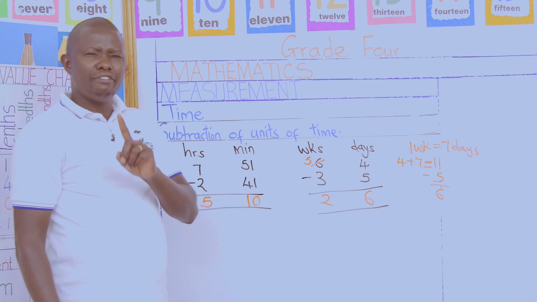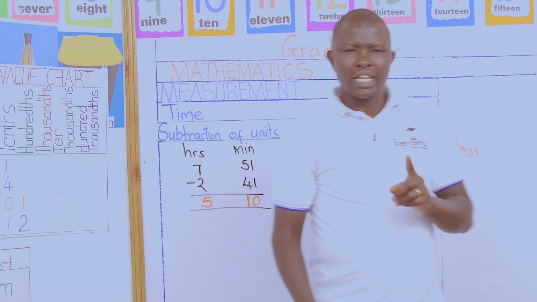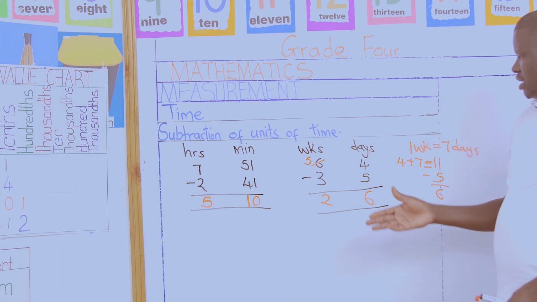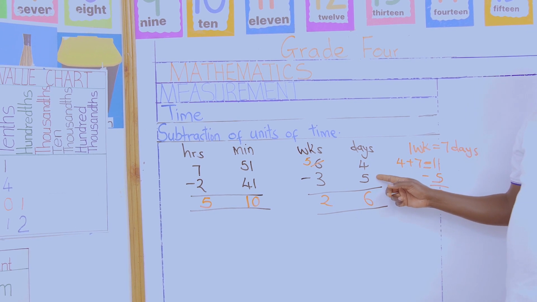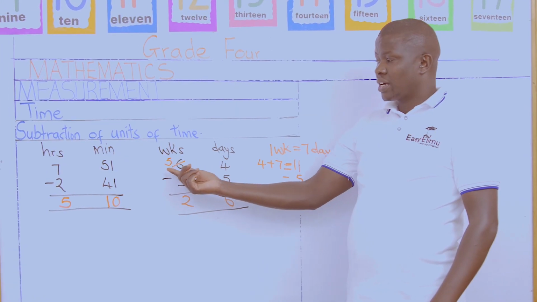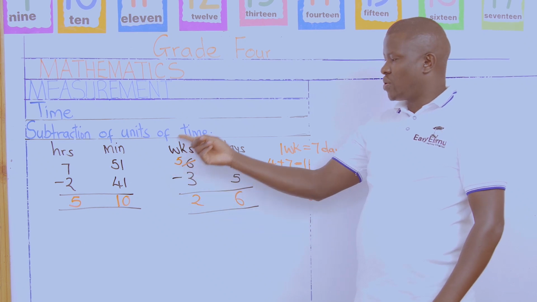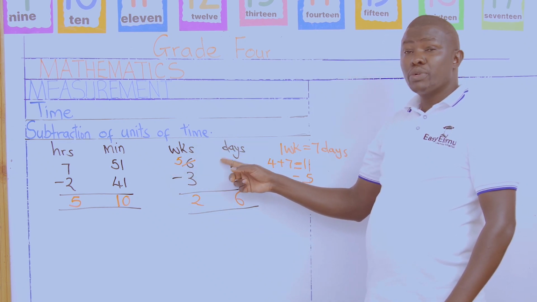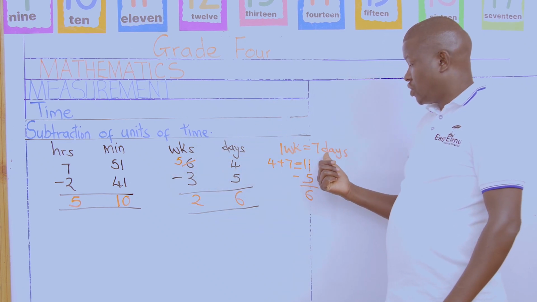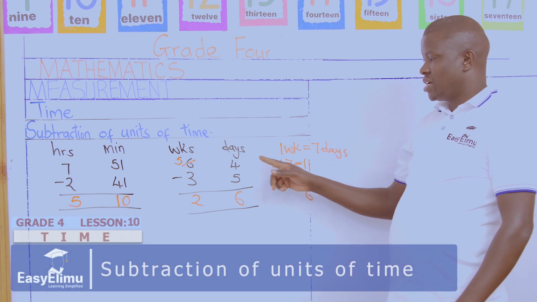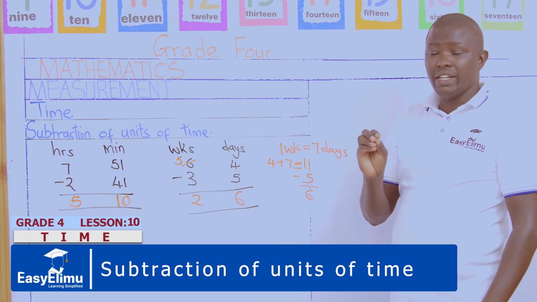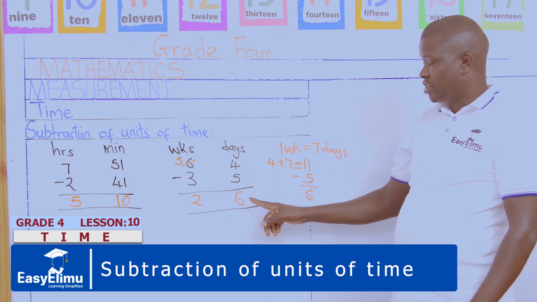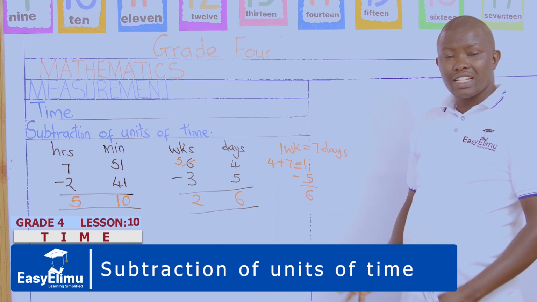This is very key, learners. As you are subtracting, 4 days cannot take away 5 days. So, go to the week side, take 1 week to this side. When you bring it here, convert it to days. So, you convert 1 week to 7 days. Now add the 4 to make 11. Then take away your 5 to remain with 6. That is how we have done it.